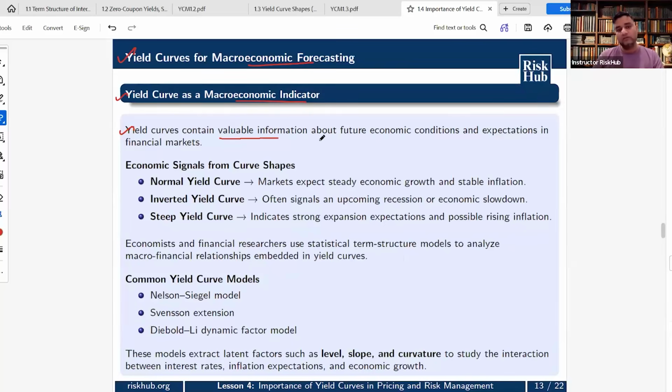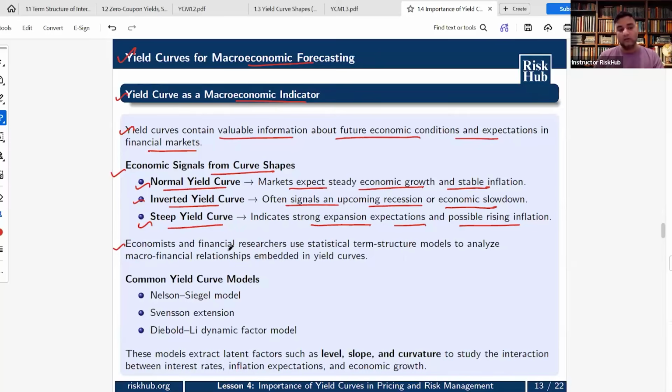The yield curve contains valuable information about future economic conditions and expectations in financial markets. Economic signal from curve shape. Normal yield curve: the market expects steady economic growth and stable inflation. Inverted yield curve often signals an upcoming recession or economic slowdown. Steep yield curve indicates strong expansion expectation and possible rising inflation.